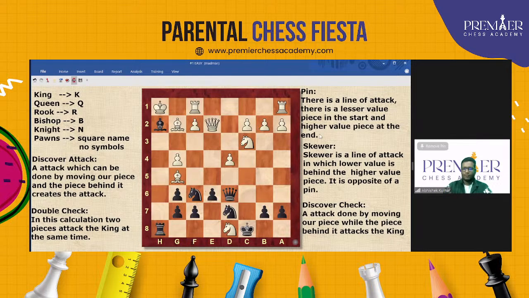Okay, yes, that is one way of doing discovered check. Yes, Sumesha, correct. Kailash sir, okay, we can do a discovered attack. Yes, that is also right. There are four moves by which we can do a discovered check over here. Jyotsha ma'am, that is correct. Harshita ma'am, correct. Aruna ma'am, okay, correct.